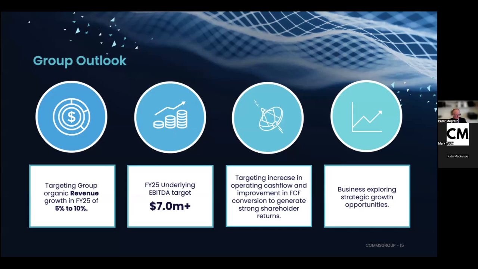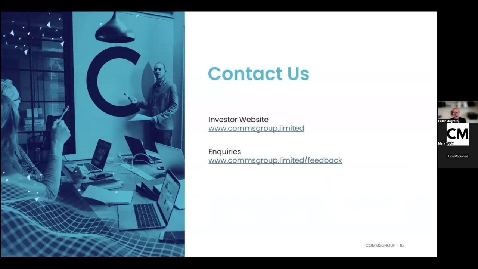Our group outlook, we're targeting group organic revenue growth in FY25 of 5 to 10%, and underlying EBITDA target of greater than 7 million. We also importantly want to see an increase in operating cash flow and improvement in free cash flow conversion to generate strong shareholder returns. And as mentioned, we will explore strategic growth opportunities.